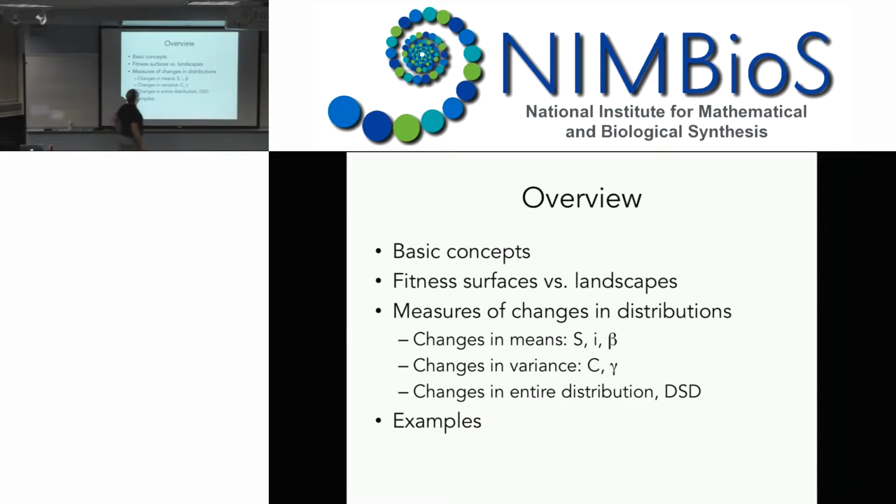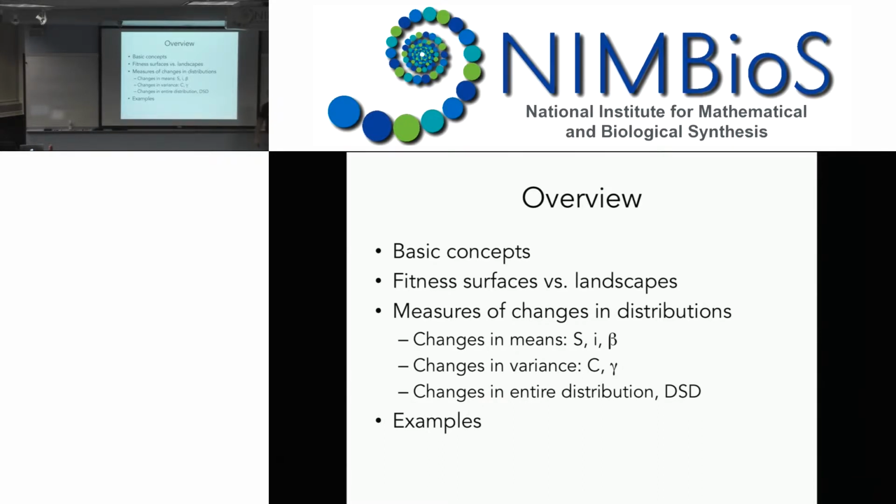So here are some of the basics. We'll talk about some of the basic concepts. We'll talk about the notion of a fitness surface versus a fitness landscape. This describes how individual fitness changes as I change a phenotype. That describes how population mean fitness changes as I change distribution parameters. We'll talk about measuring changes in distribution.